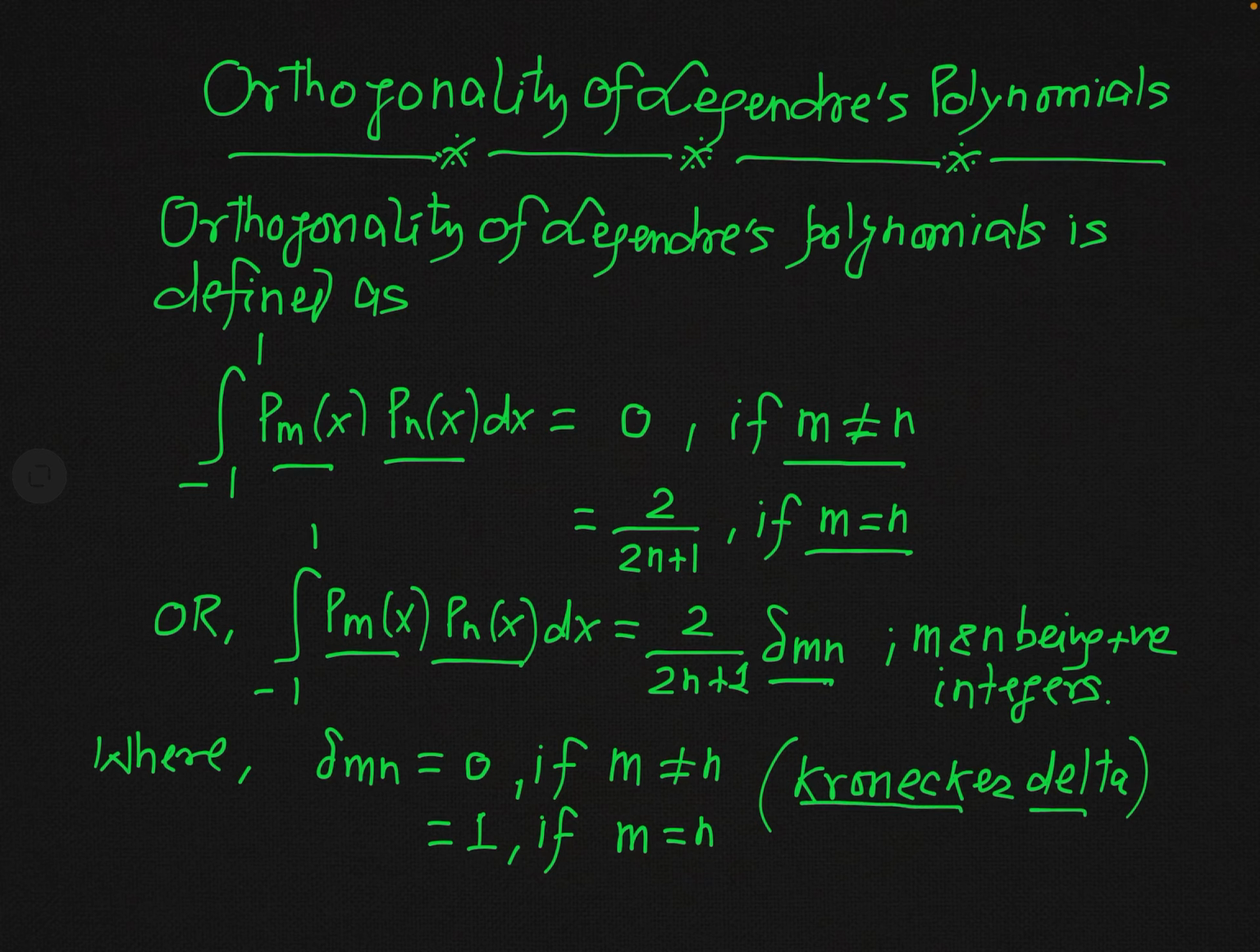You have definitely studied the property of Kronecker delta. So you know this Kronecker delta mn has two values. It is 0 when m is not equal to n, and it is 1 when m is equal to n. Now we will first prove this orthogonality of Legendre's polynomials, and after that in the second lecture we will see some of the important problems in which this orthogonality property will be used.